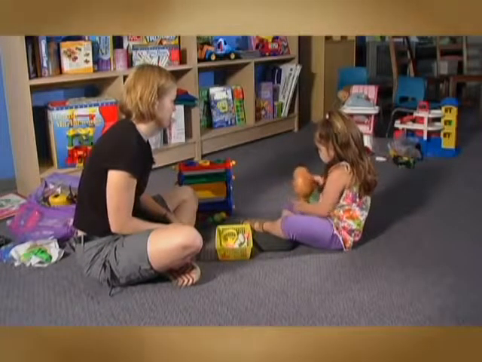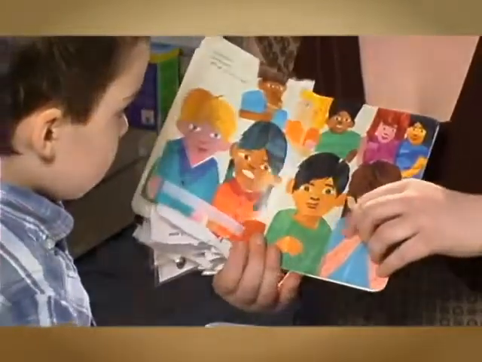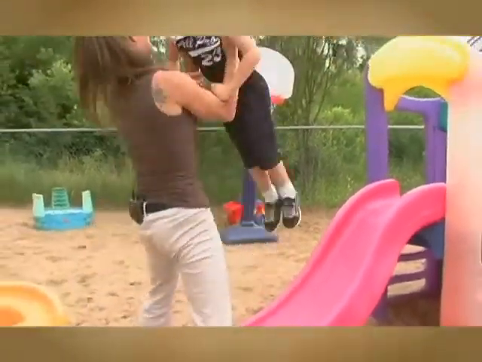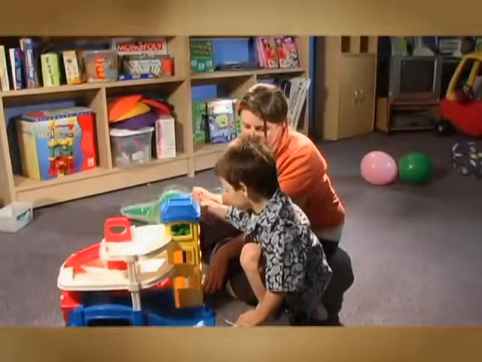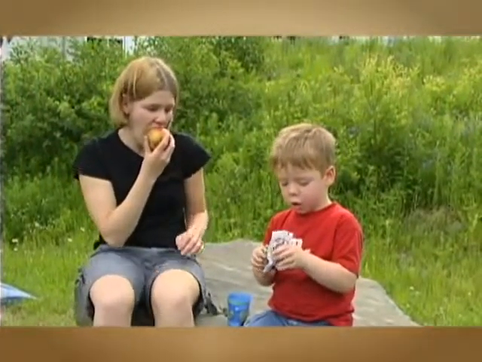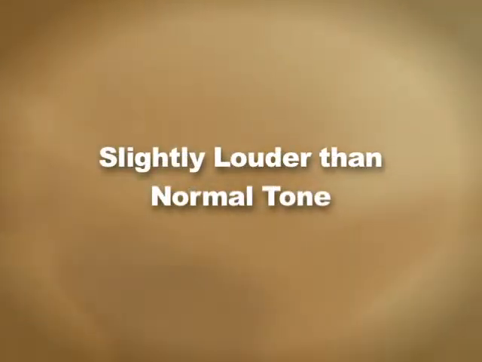Though generally an oral instruction, an SD can also be nonverbal, such as a picture, a toy like Mr. Potato Head placed on a table, or the sight of a swing. A good SD must follow several guidelines in order to be effective. First, all SDs should be clear and consistent. They should be free of extraneous information. And finally, they should be delivered in a voice slightly louder than a normal speaking tone.